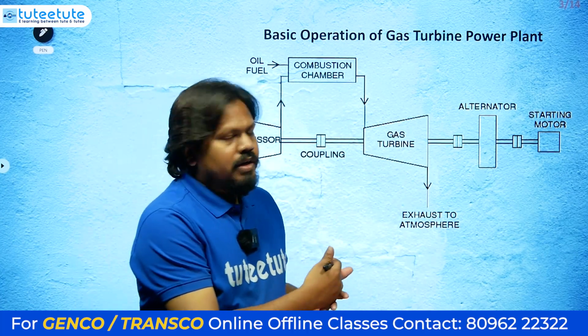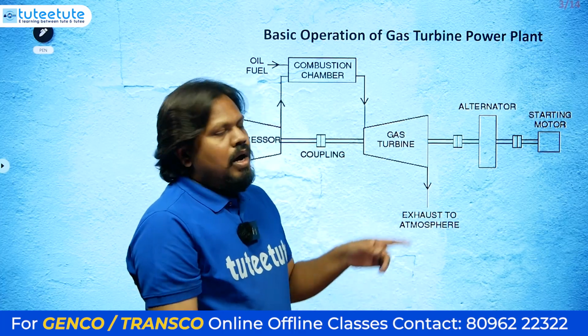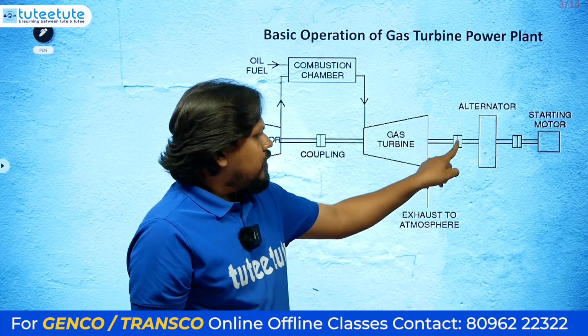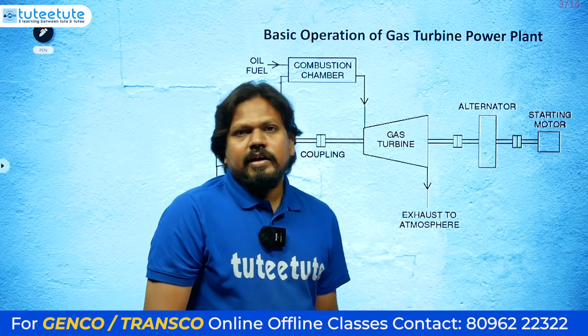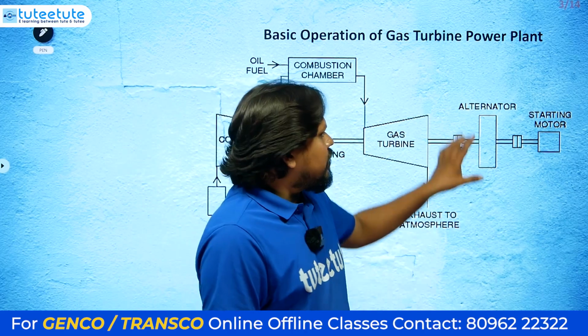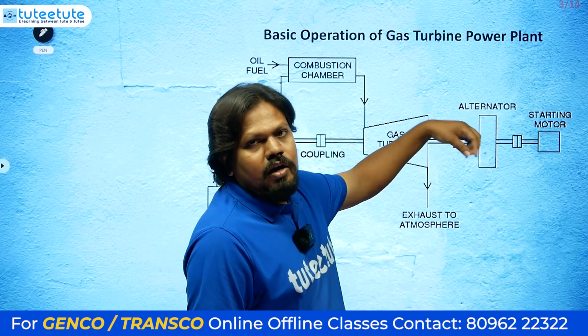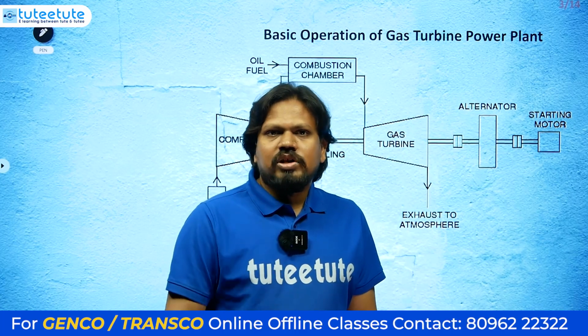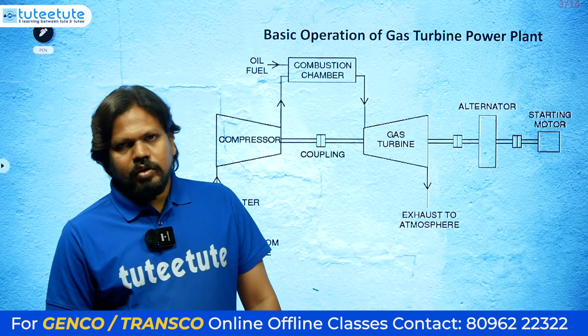Because of that, the turbine will be rotating, and the rotational force will be transferred using a shaft and coupling to the alternator. It will be a three-phase alternator, so it will be generating power, and after that we will connect the three-phase transmission lines, and it will go to the grid. Okay, so that is the one.